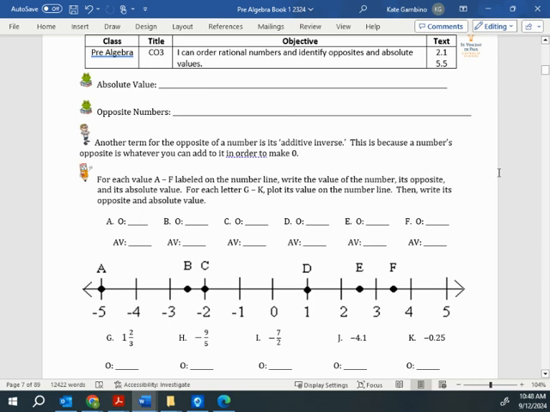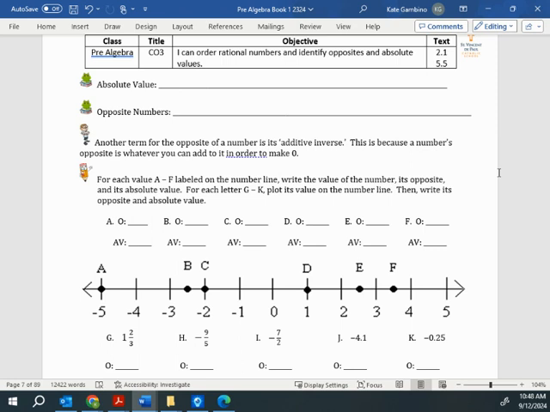Good morning. We are continuing working with those rational numbers that we've been talking about. Today we are doing CO3. I can order rational numbers and identify opposites and absolute values. So in order to understand what we're doing, we have to know our definitions.